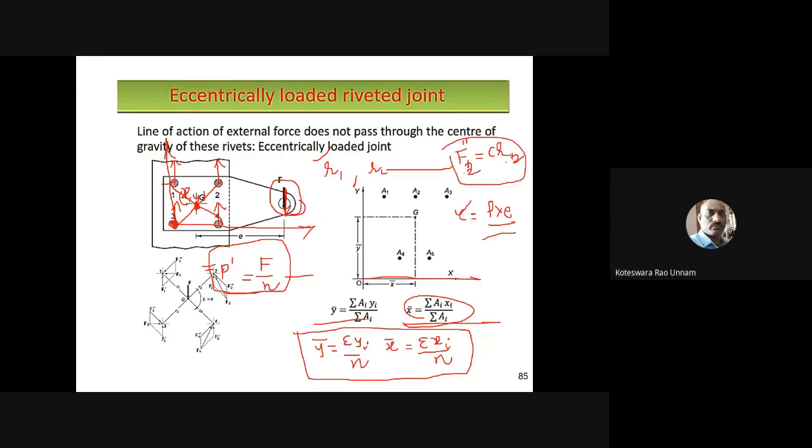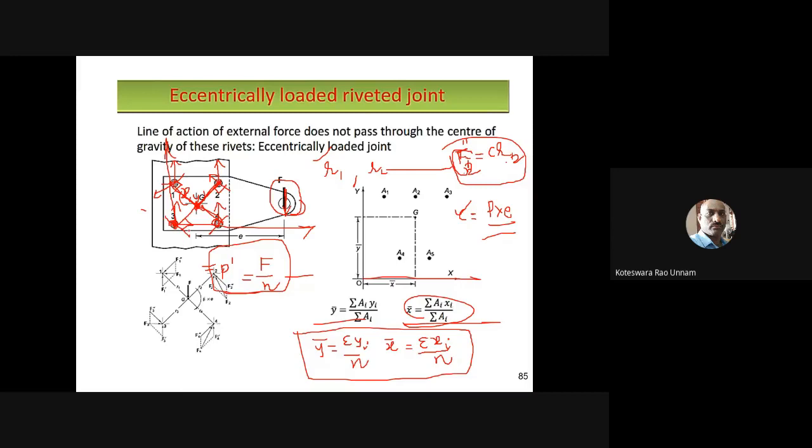Not only the magnitude of the secondary shear force, you need to find the direction of that secondary shear force also. The direction of action of the secondary shear force is always perpendicular to the line joining the center of gravity to the rivet center. So I need to draw a line perpendicular to this line. This angle is 90 degrees, perpendicular to this one. Again this is also 90 degrees. Then you need to draw the arrow here something like this.